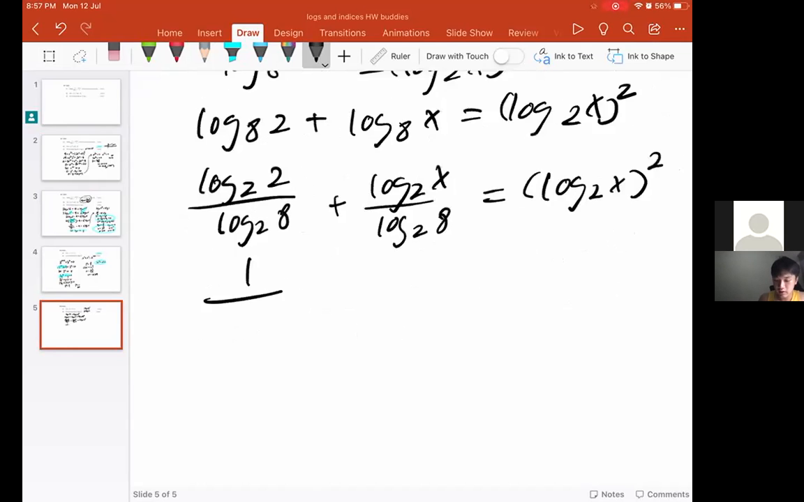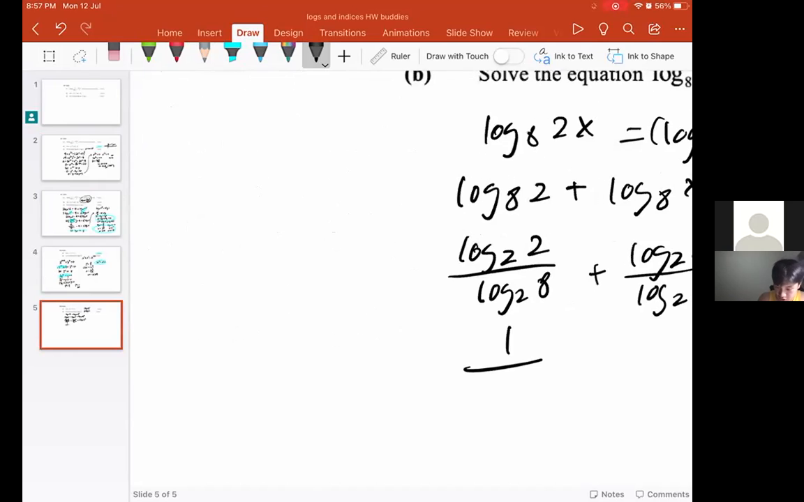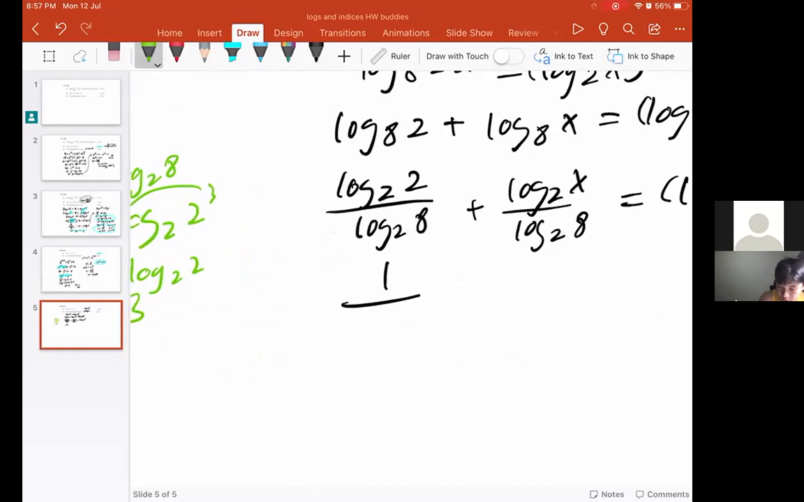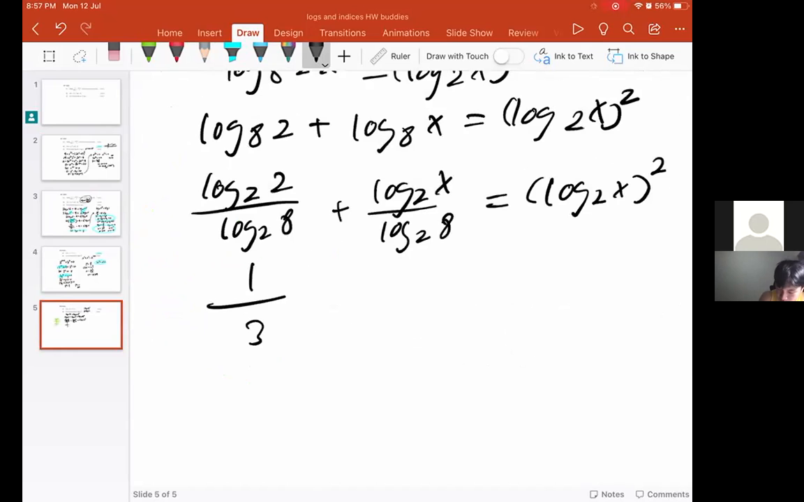Log 2 of 8. Now I'm just going to move this over to the side here and show you a little thing. Log 2 of 8 is actually log 2 of 2 to the power of 3. Power rule, bring it down: 3 log 2 of 2, which is just 3. Which means this is 1 over 3 plus log 2x over 3, which is the same thing, equals (log 2x) squared.